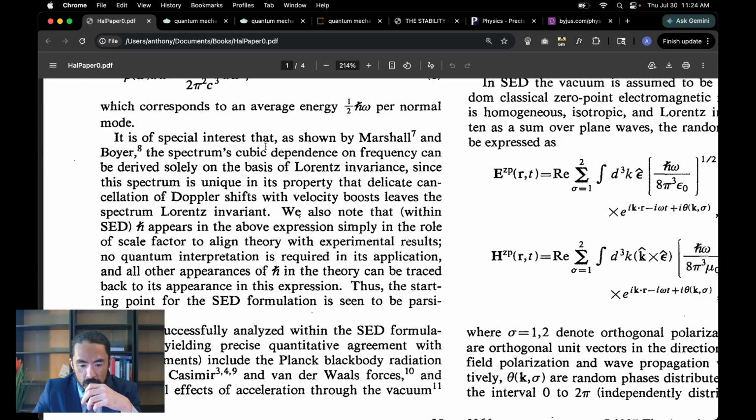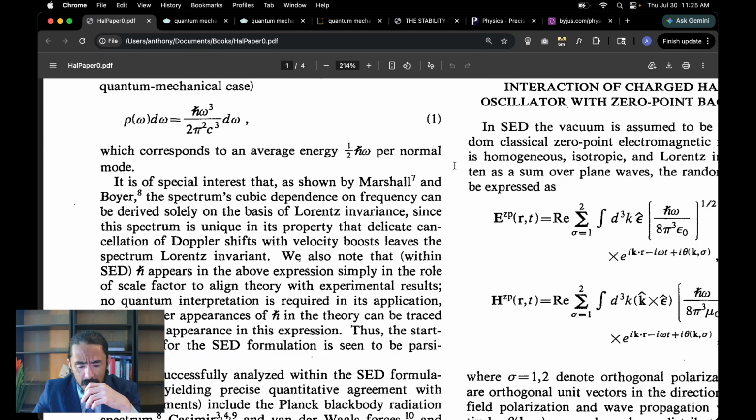Anyways, it is of special interest that, as shown by Marshall and Boyer, the spectrum's cubic dependence on frequency can be derived solely on the basis of Lorentz invariance, since this spectrum is unique in its property that delicate cancellation of Doppler shifts with velocity boosts leaves the spectrum Lorentz invariant.